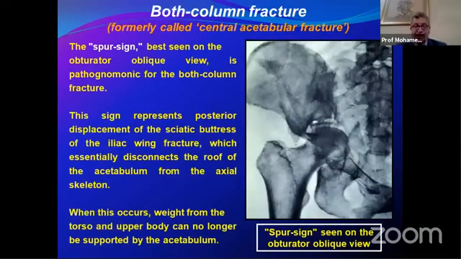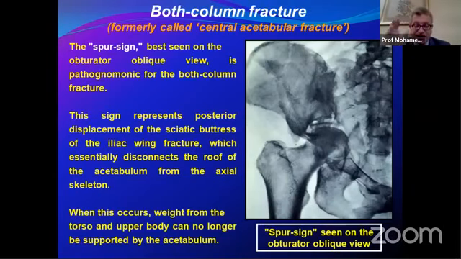The spur sign. Now we come to a very important sign in both column fracture, which is called the spur sign. The spur sign is best seen on the obturator oblique view. This is pathognomonic for both column fracture. This sign represents posterior displacement of the sciatic buttress. We said sciatic buttress: both anterior and posterior columns meet at the sciatic buttress.